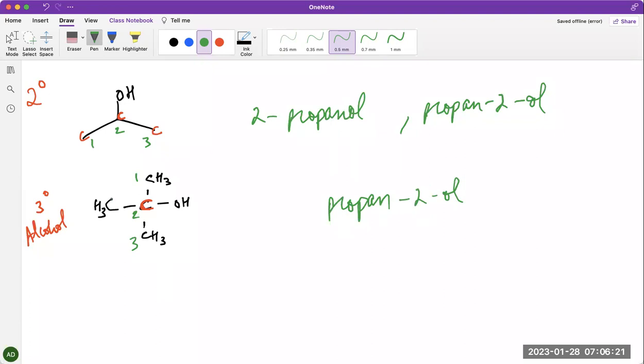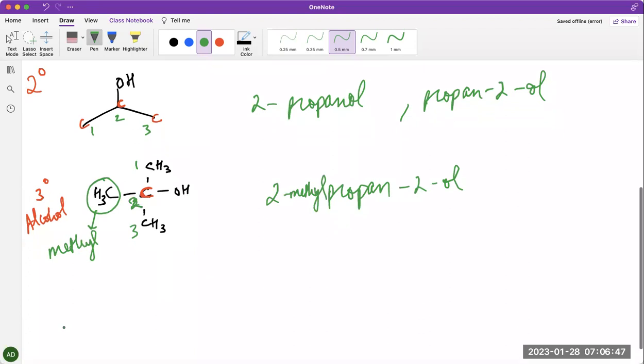But this one has this CH3 sitting as a substituent. So this is a methyl substituent. One carbon substituent is called methyl. Now this methyl is sitting on what carbon number? It's sitting on carbon number 2. So this will be 2-methylpropan-2-ol. That'll be the answer. Or you could have also called this 2-methyl-2-propanol, and that's also totally fine.